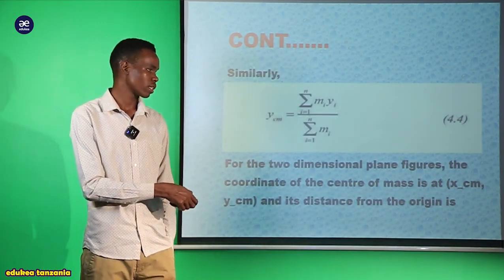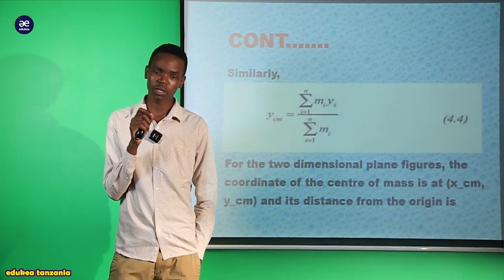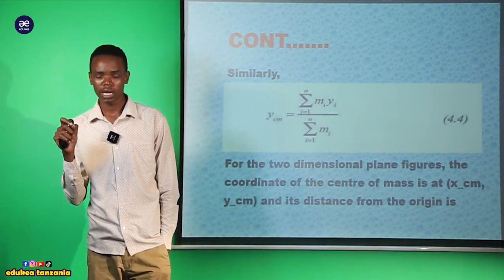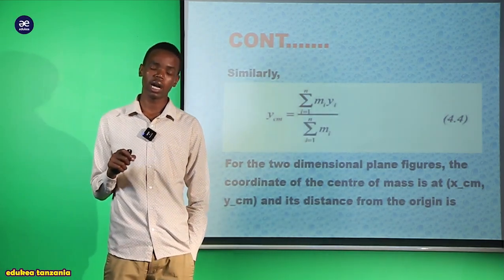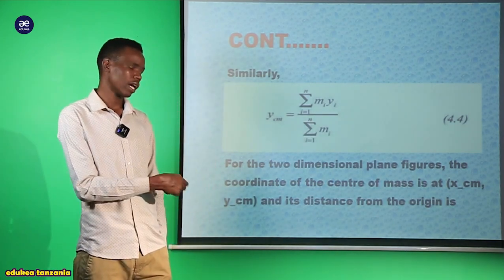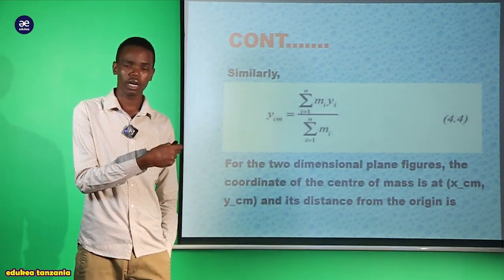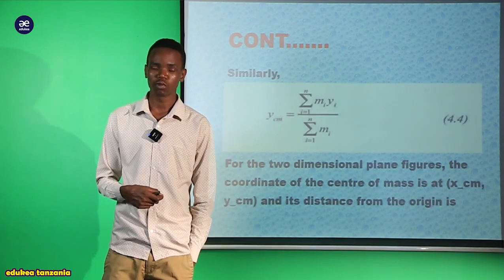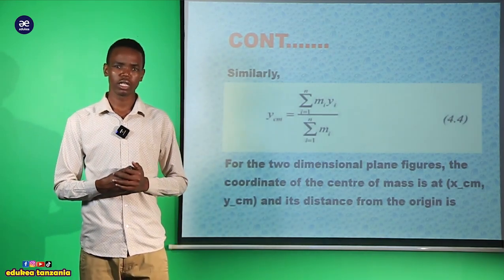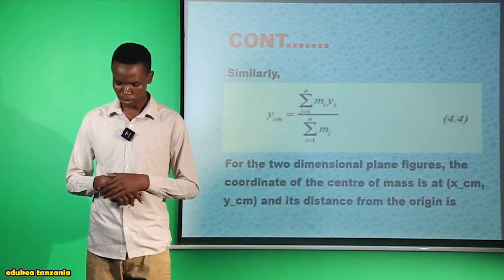We tried to observe that the center of mass along the x must be equal to the summation from i to n of mass i times x i, divided by the summation from i to n of mass i. And along the y-axis, we observe a similar one, which we allocate as equation number 4, as we tried to see.